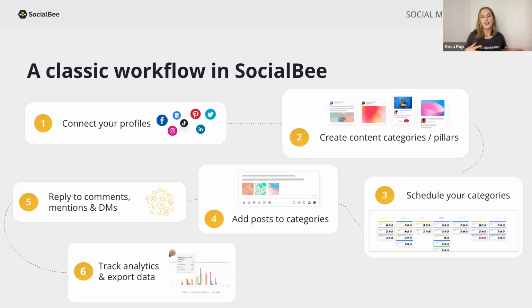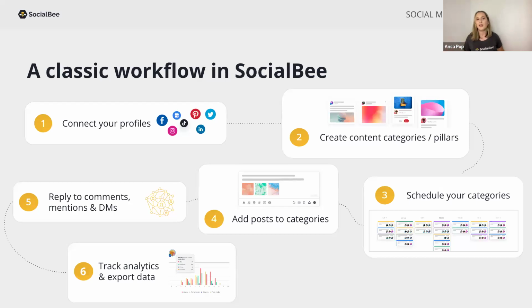Once you have your profiles connected, which, by the way, in SocialBee, you can connect your profiles in one of 3 places. So you can do so from your dashboard, you can do so from the social accounts tab, which is in your settings, and you can also do so from the onboarding wizard or the copilot in case you're using the AI features. And you'll notice that the copilot actually uses a lot of this workflow that I'm showing here to help you through guiding you through the strategy that you need to build.